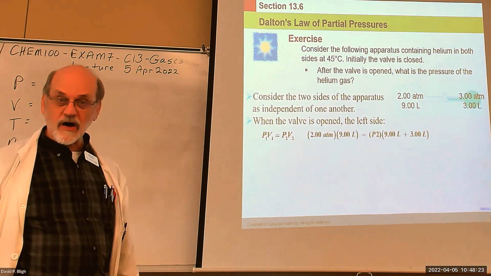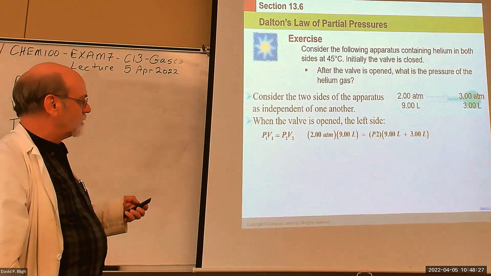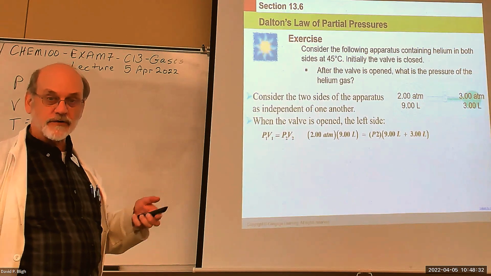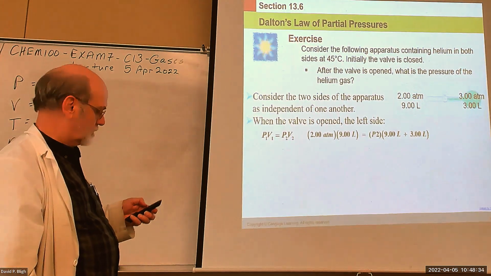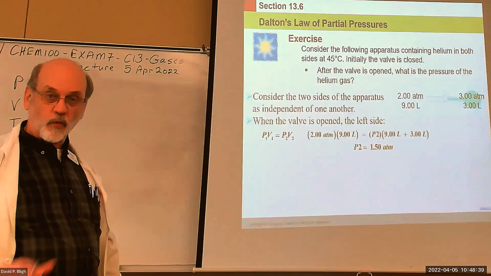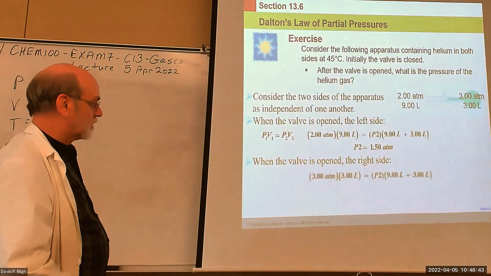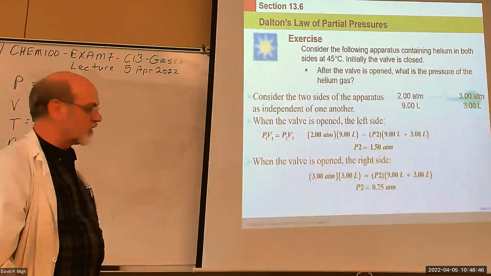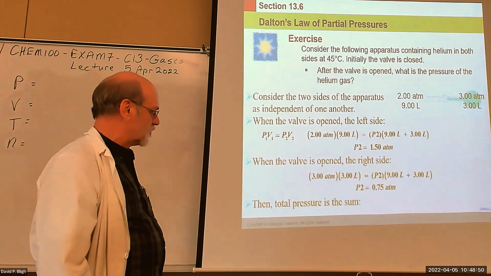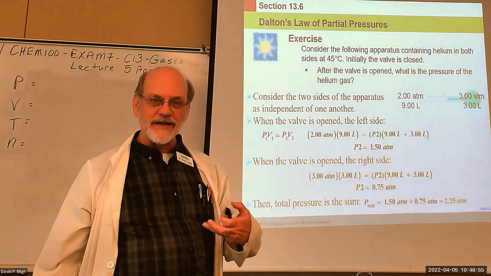So you use Boyle's Law to find the final pressure before and after for the 2 atmosphere, 9 liter example first, being expelled into a vacuum. It contributes 1.5 atmospheres. Then you do the same thing for the other one. It contributes 0.75 atmospheres to the total. Add them together, using Dalton's law of partial pressures. So the final pressure is 2.25 atmospheres.